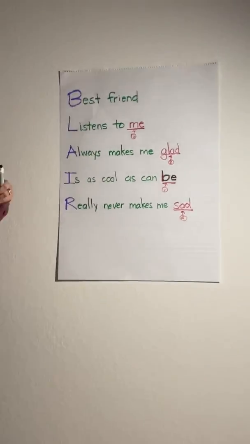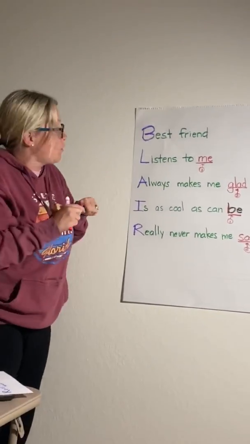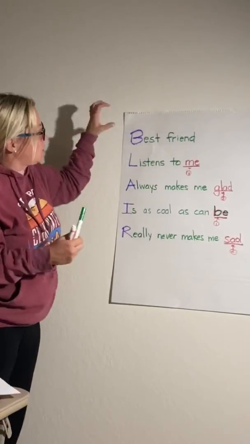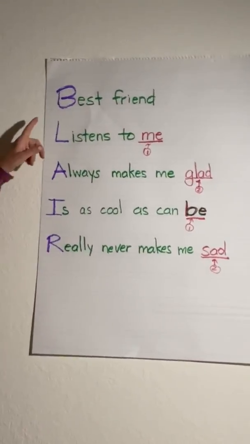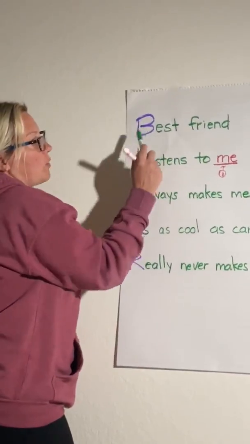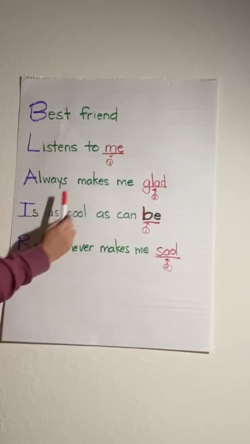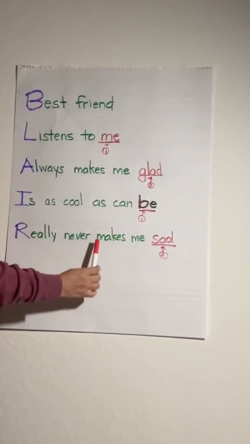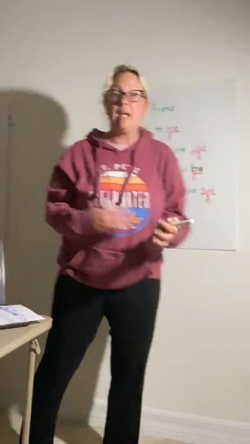So let's see if it tells about my friend. First of all, what's my friend's name? Blair. So for an acrostic poem, you write one letter down. B-L-A-I-R is how you spell her name. Okay? And then your phrases across have to start with that letter. So, best friend listens to me, always makes me glad, is as cool as can be, really never makes me sad. See? It doesn't have to rhyme though. It can be anything you want.